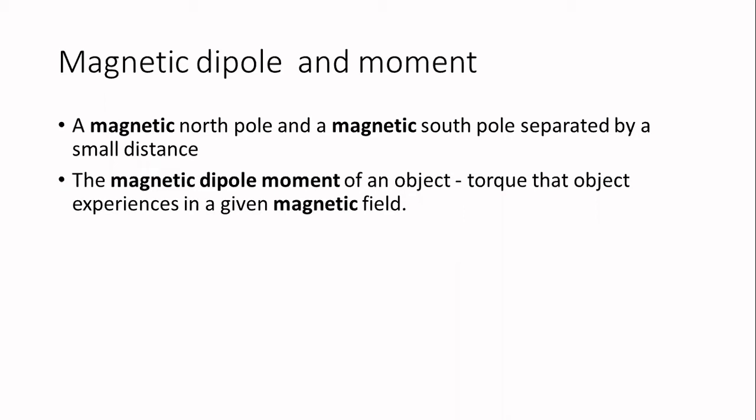The next few terms are magnetic dipole and magnetic moment. A magnetic dipole means a north pole and a south pole separated by a small distance. If you imagine a bar magnet, there is a north pole and a south pole separated by the shaft of the magnet. That is what is called a magnetic dipole. And the magnetic dipole moment is the force or torque that any object coming within the vicinity of the magnet or within the magnetic field experiences. If you position iron, cobalt, nickel, or other ferromagnetic substances within the magnetic field, they tend to get attracted, or at least they tend to rotate.